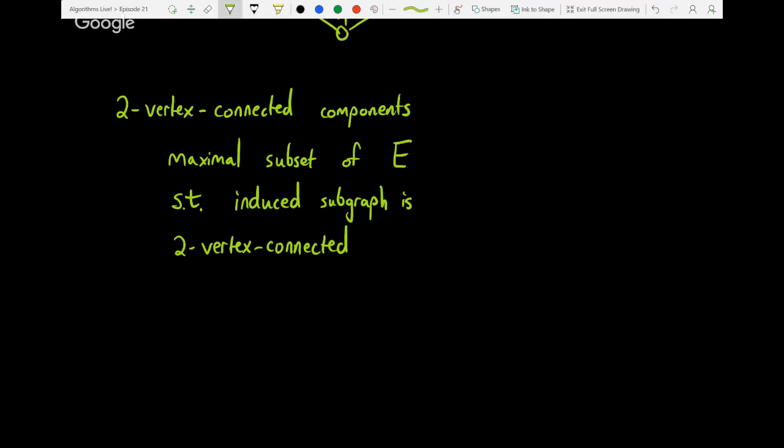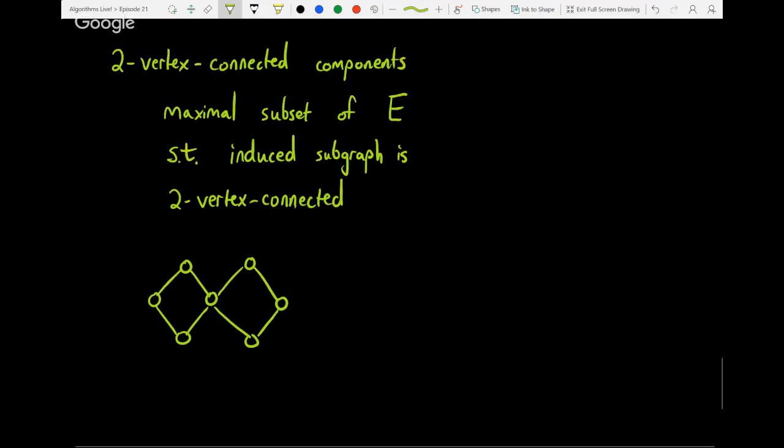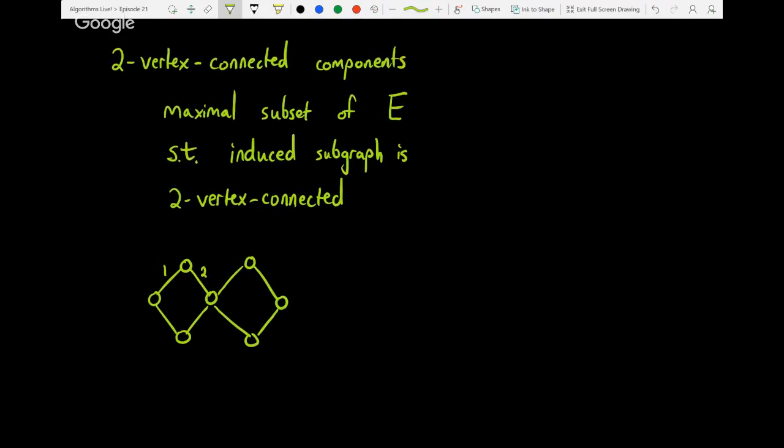Let's take a look at a graph that has this, and we'll break it into vertex connected components. So I have a graph right here. And here's what I'm going to do. I'm going to put edge IDs on the edges.